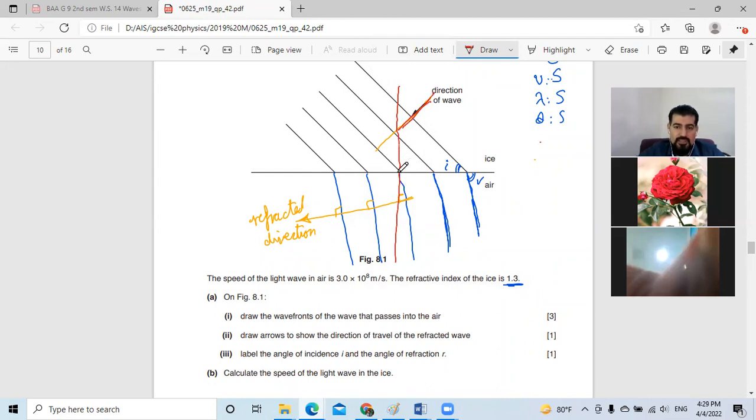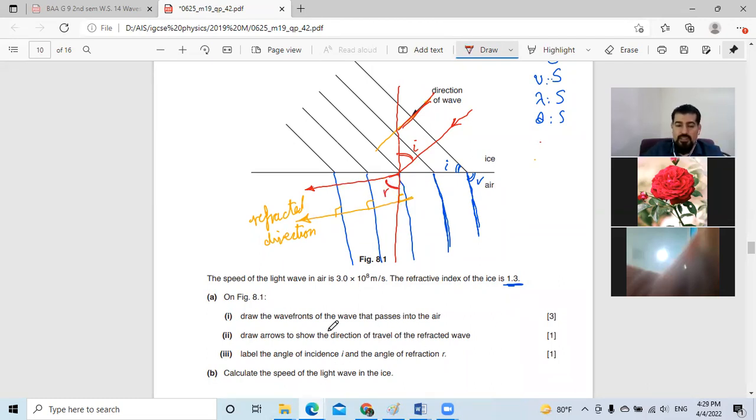This is the incident ray, and this is the angle of incidence. And this is the angle of what? Refraction. It will be like this. This is the refracted wave, and this is the angle of refraction. But they didn't ask us to draw a normal.